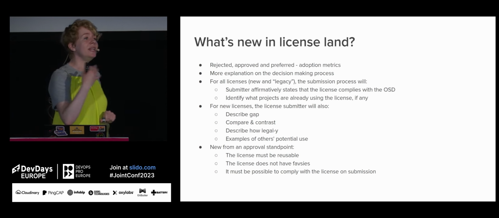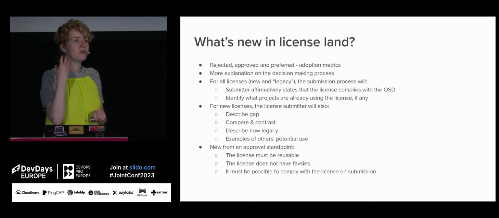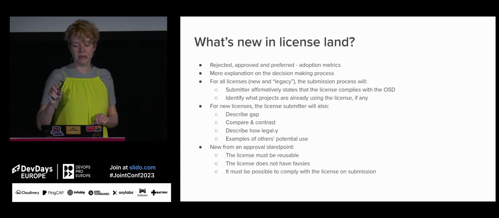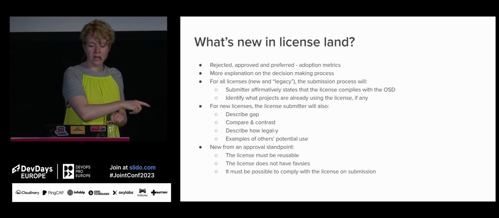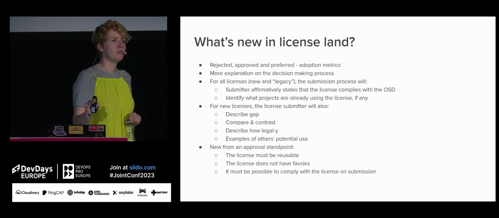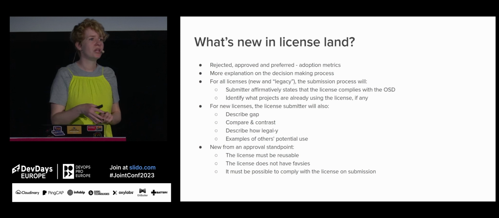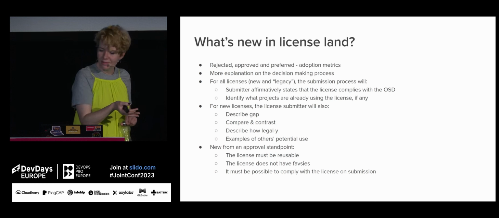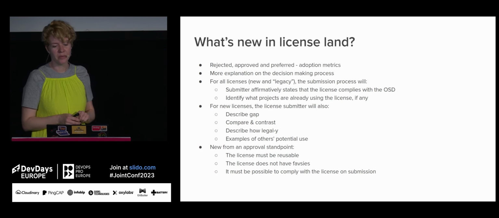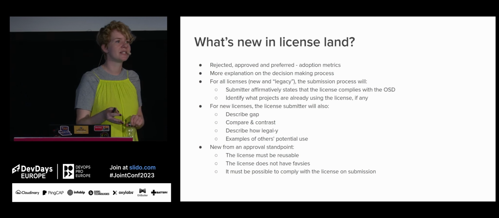And for any new licenses created today, the one who's submitting needs to describe what gap not filled by an existing license that new license will fill. They need to compare and contrast it with the most popular OSI approved licenses. They need to describe any legal review that the license has undergone, and if it was drafted by a lawyer, yes or no. They need to provide examples of others' potential use of the license so that it's not a license that is only useful for their particular use case.